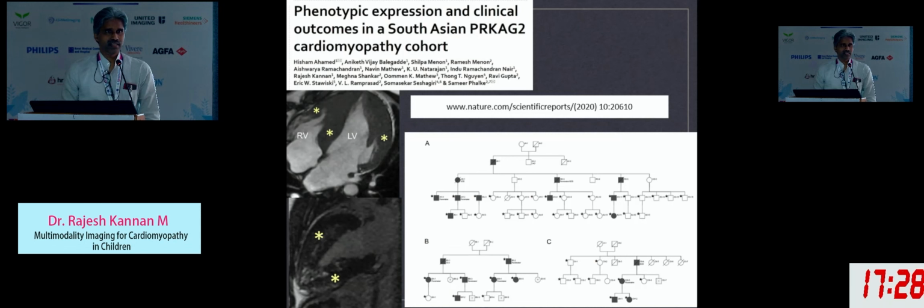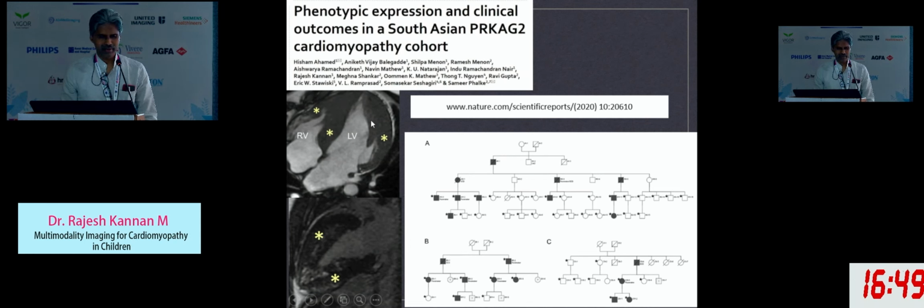And this is the phenotype of PRKAG2 cardiomyopathy, which we published in Scientific Reports in 2020. We looked at 3 different families, and we got nearly 21 patients. Based on this family pedigree, where there are multiple family members, we suspected that it is likely to be of genetic origin. And when we did complete genomic testing, it turned out to be PRKAG2 cardiomyopathy. Over a period of 7 years, we did a follow-up, and we published this article.